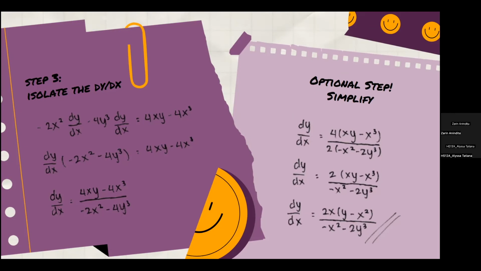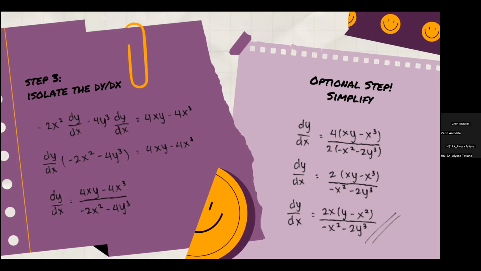The third step is to isolate the dy over dx, because we want to find dy over dx equals to something. So you will need to move 4x cubed and minus 4xy to the other side, and you will get minus 2x squared dy over dx minus 4y cubed dy over dx equals to 4xy minus 4x cubed. Then you will factorize the dy over dx out of the left side of the equation, and then move the factorized part, which is minus 2x squared minus 4y cubed, to the right side by division. Thus, you will get dy over dx equals to 4xy minus 4x cubed over minus 2x squared minus 4y cubed.